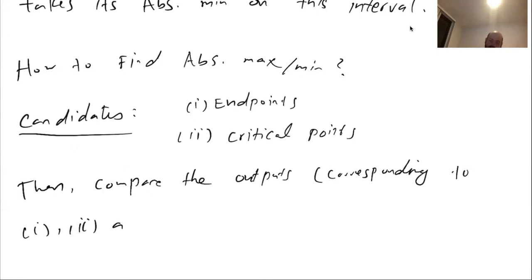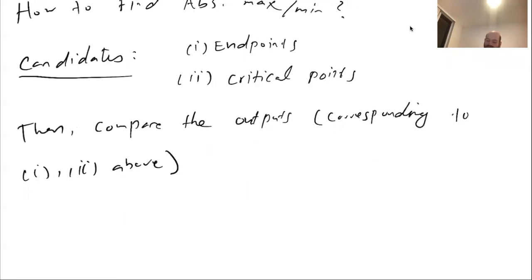So you will find some inputs in 1 and 2. Each of those inputs has one output. So then you will have a list of outputs. And once you compare them, you can decide which one is the largest. The largest output will give you the absolute max. The smallest output will give you the absolute min. So we did some examples here, and we also did some applications.